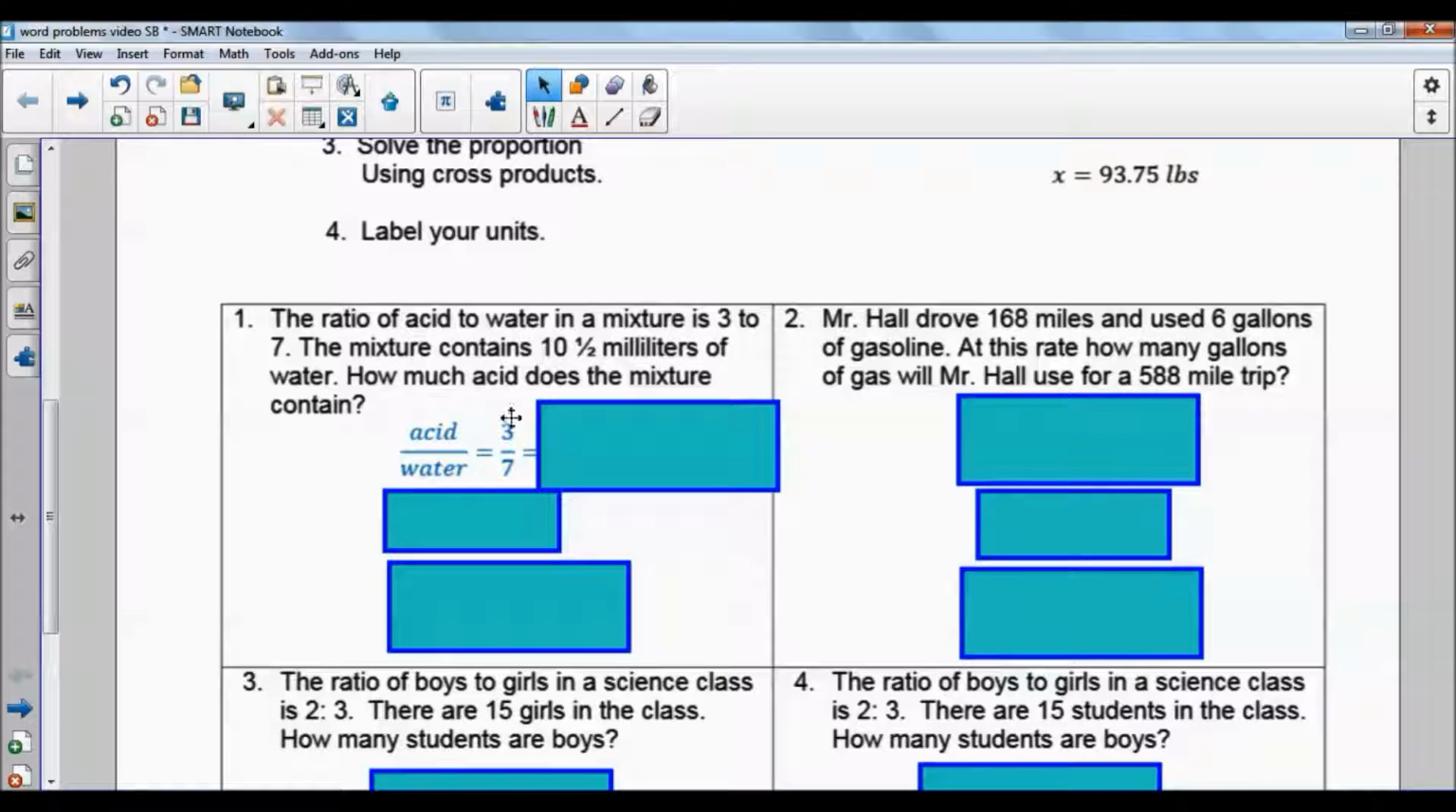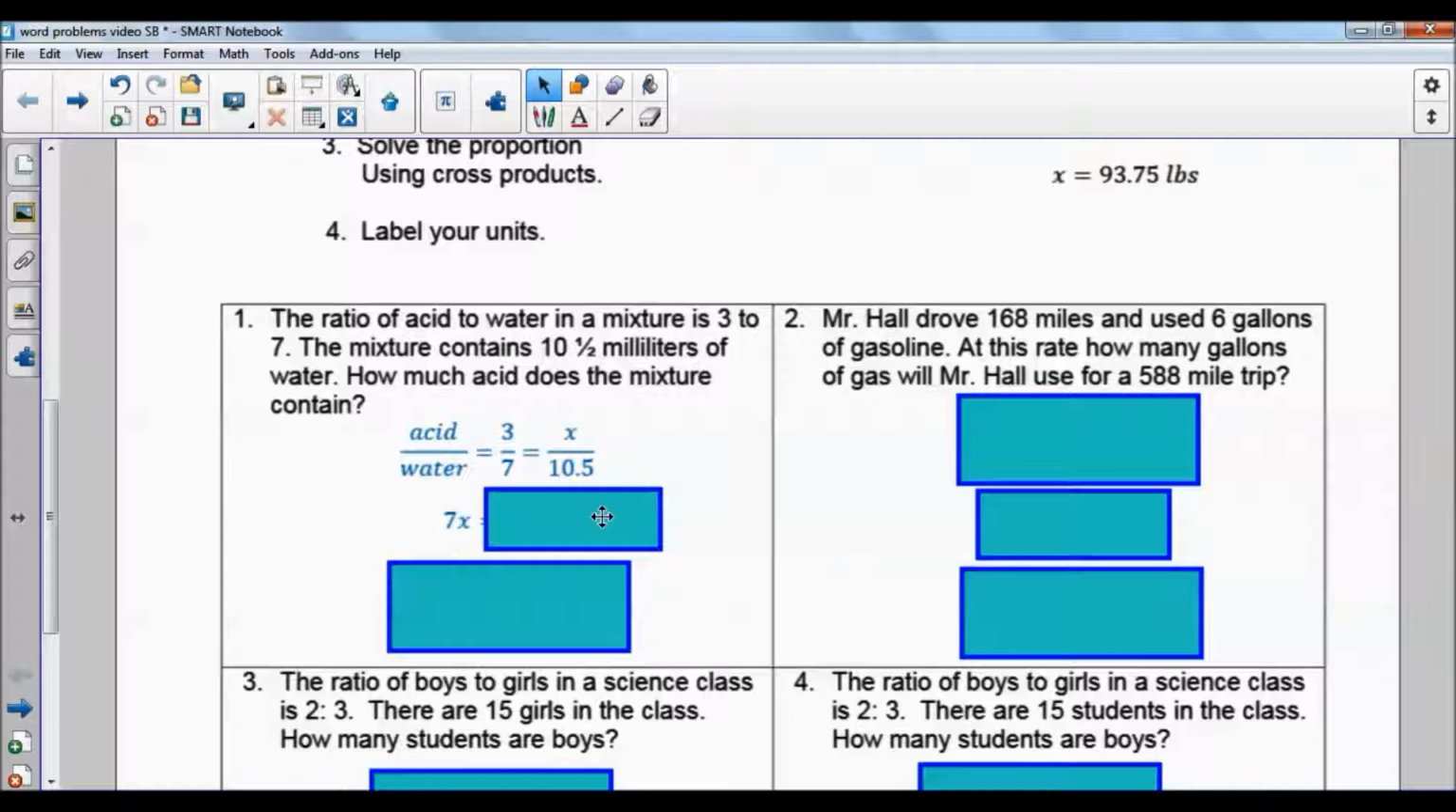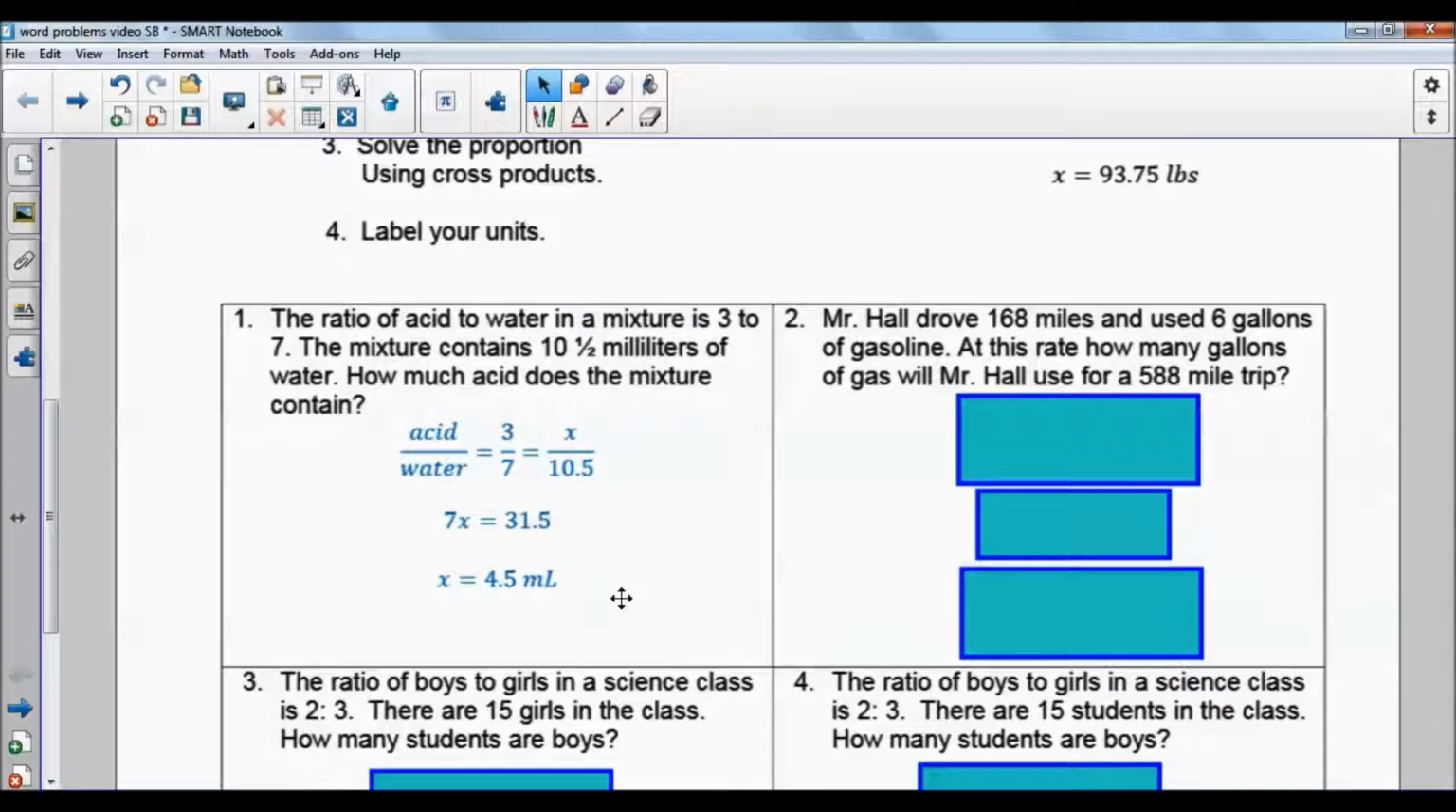Okay, so 3/7. The next part of our information says the mixture contains 10.5 milliliters of water. So we're going to actually put that on the denominator of our second fraction because it's talking about water, not acid. And our water, we already decided, was going on the bottom of our fraction. So we're going to put 10.5 down there and then x on top. And then we're just going to cross multiply. 7 times x is 7x. 3 times 10.5 is 31.5. Then to get our x by itself, we're going to divide by 7 on both sides, and we get x is equal to 4.5, and it's going to be milliliters, because that's what we're talking about here.